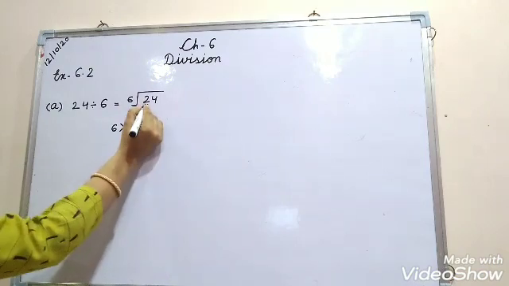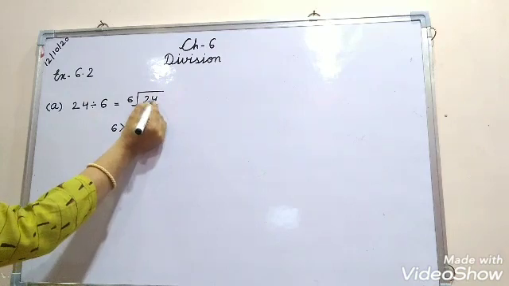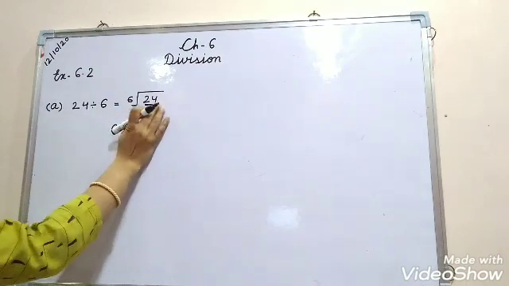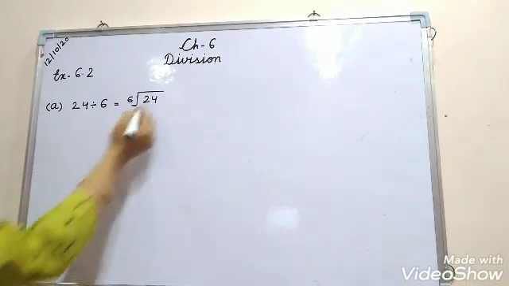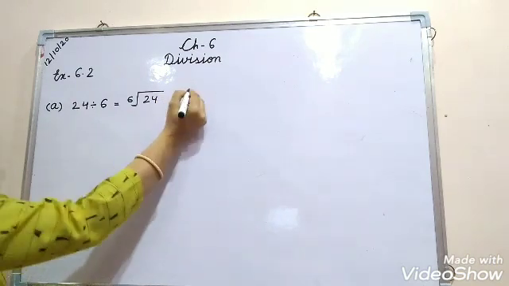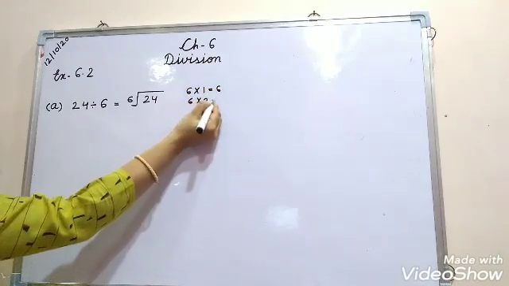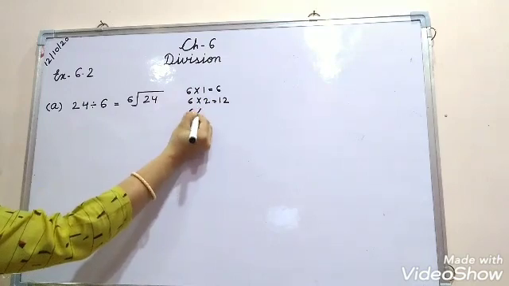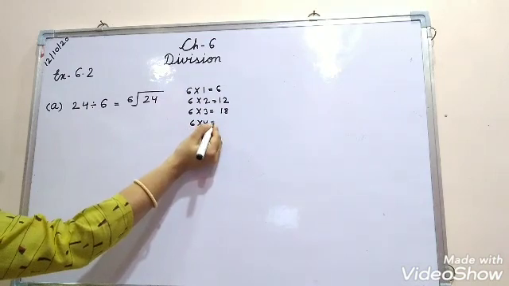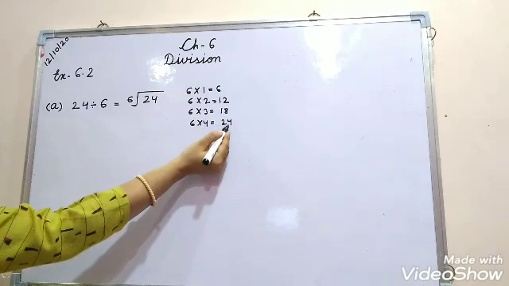So what we will do? We will take both the numbers together, that is 24. 24 is greater than 6, so it can be divided by 6. Now after that what we will do? We will write the table of 6 to find out when 24 is coming. So write down the table. 6 ones are 6, 6 twos are 12, 6 threes are 18, 6 fours are 24.